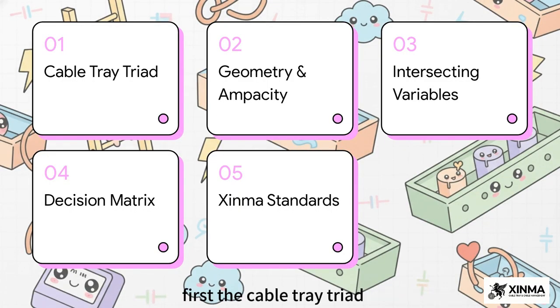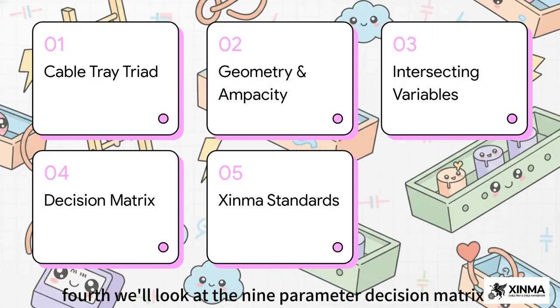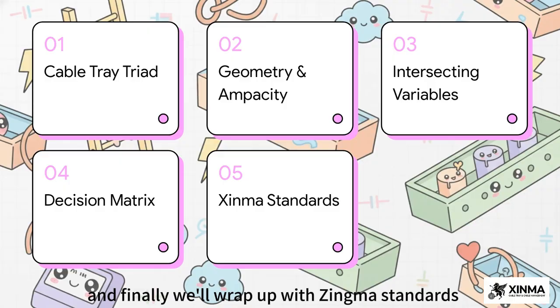First, the cable tray triad. Then, how geometry dictates ampacity. Third, the intersecting variables. Fourth, we'll look at the 9-parameter decision matrix. And finally, we'll wrap up with Xinma standards.